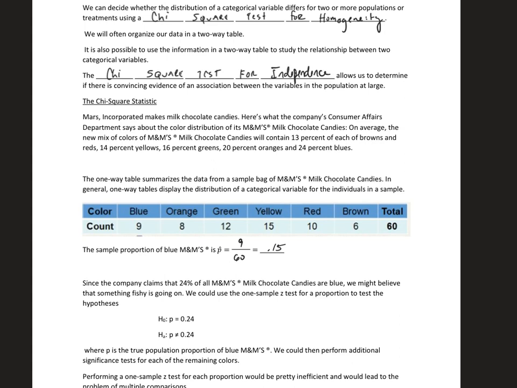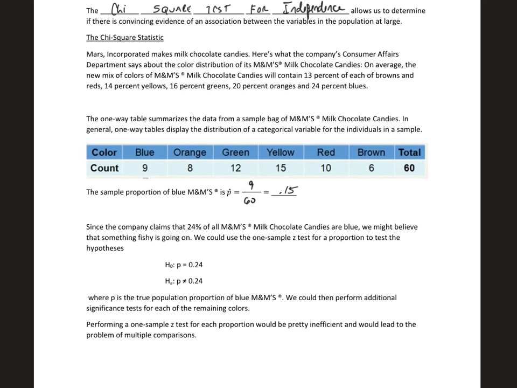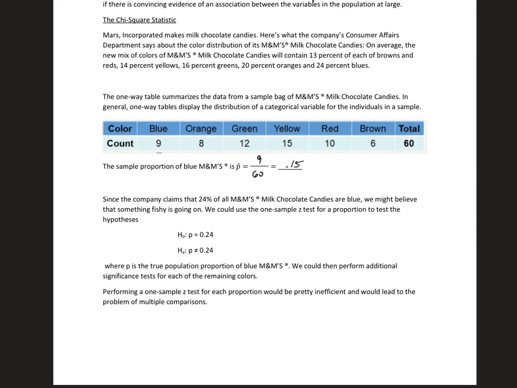Since the company claims that 24% of all M&M's milk chocolate candies are blue, we might believe that something fishy is going on. We could use a one-sample z-test for a proportion to test the hypothesis that the true proportion of blue M&Ms is 24%, or it is not 24%. We could then perform additional significance tests for each of the remaining colors.